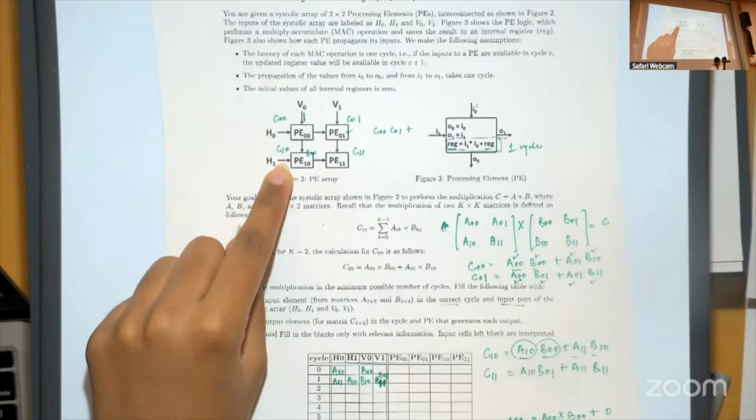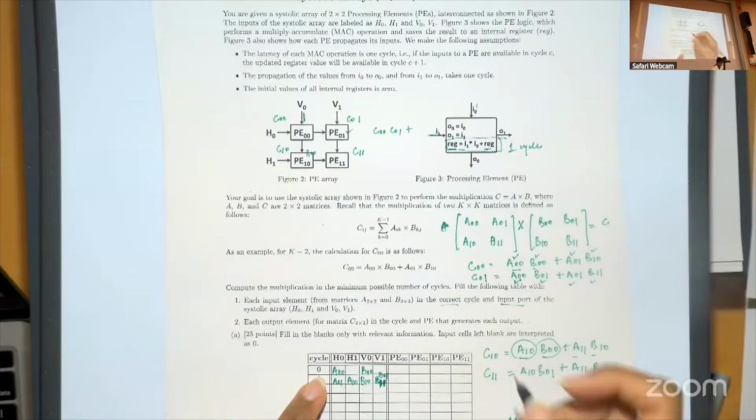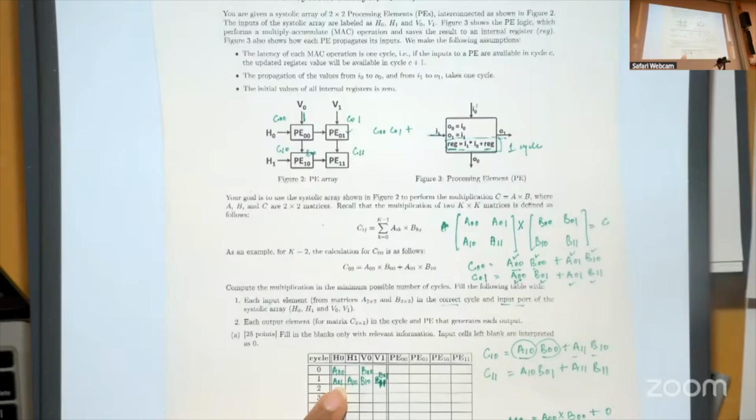Now this PE00 has all the outputs that it required from the previous round. In this round, we passed A01 and B10. So the previous cycle's register value will be added here, and it will have the full C00. That will be in the next cycle, because this will take one cycle, and this will take another cycle. So after 2 cycles, PE00 will have C00.